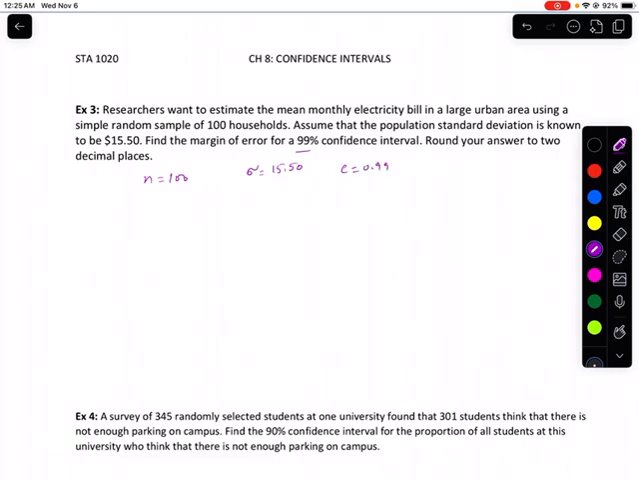Okay, and now we have to find the confidence interval. So the first thing we do, notice here no E has been mentioned. So E is not given, which means we will have to calculate E. So then what are we talking about in this problem? Are we talking about the proportions or the mean? Because standard deviation is given and it says estimate the mean monthly, we are looking for the x bar.